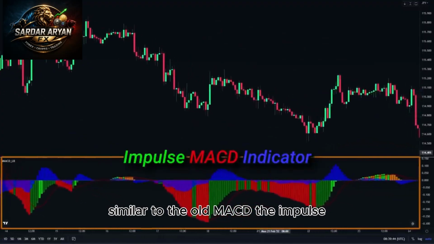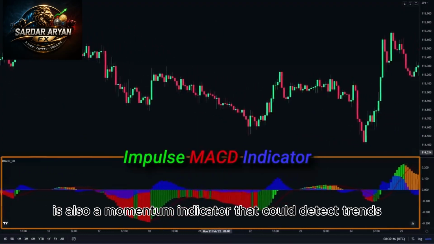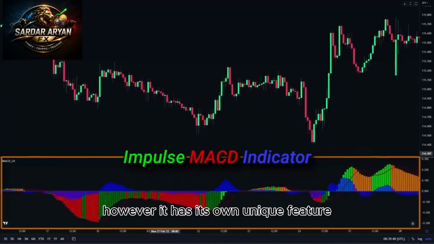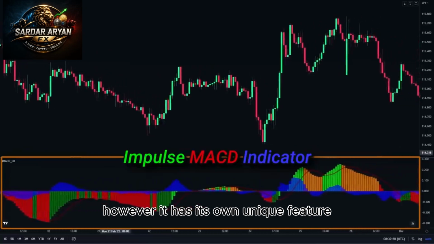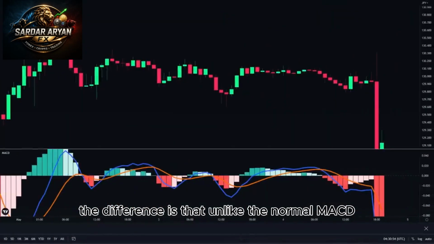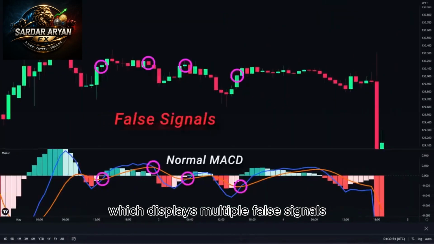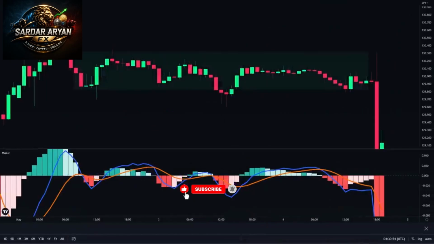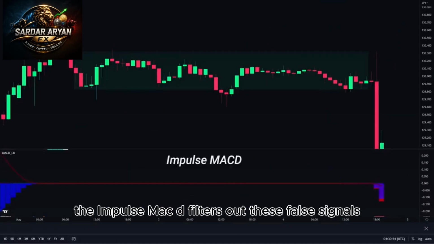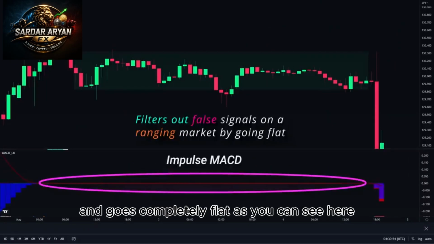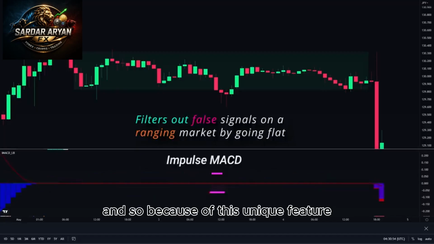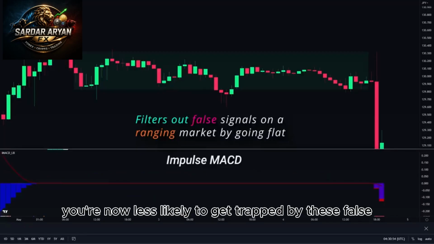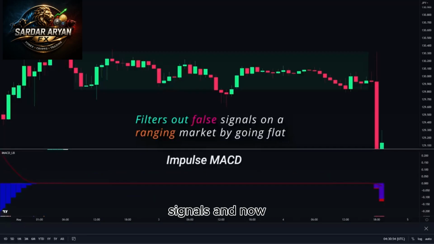Similar to the old MACD, the Impulse MACD is also a momentum indicator that could detect trends. However, it has its own unique feature. The difference is that, unlike the normal MACD which displays multiple false signals when the market is ranging, the Impulse MACD filters out these false signals and goes completely flat, as you can see here. And so, because of this unique feature, you're now less likely to get trapped by these false signals.